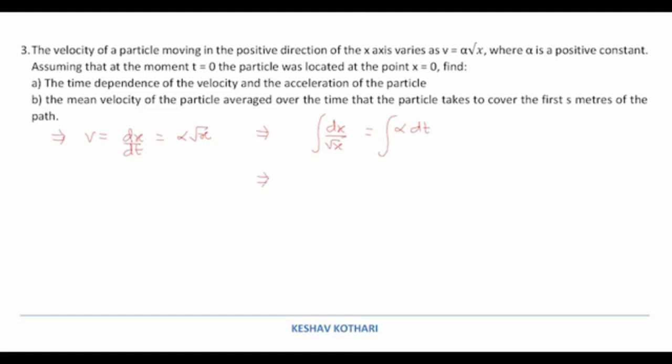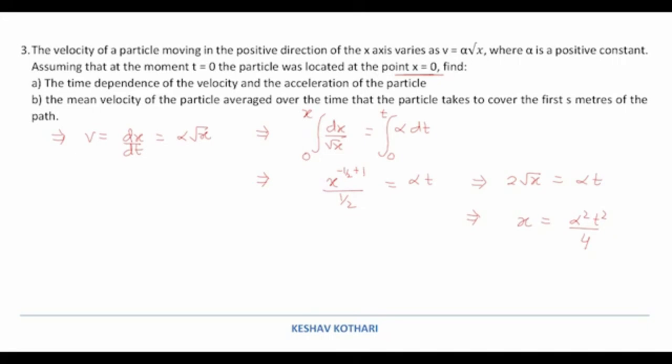So on integration I obtain x to the power minus half plus 1 upon half is equal to alpha t. Now since the question is saying at t equal to 0 the particle is at x equal to 0, I can say that at a certain time t the displacement is x, and we will get this equation in this form: 2 root x equals alpha t. Squaring the equation, x equals alpha square t square by 4. So this is the time dependence equation for displacement, which is alpha square t square by 4.